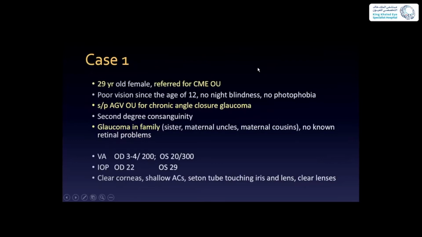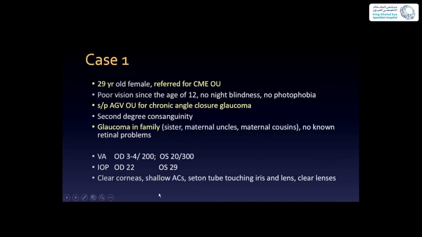We'll start with case number 1. This is a 29-year-old female. She was referred to us for cystoid macular edema in both eyes. She's had poor vision since the age of 12, but she has no night blindness and no photophobia. She's had surgery for chronic angle closure glaucoma, and her parents are second-degree cousins, and there's a very high glaucoma history in the family, but there are no known retinal problems.